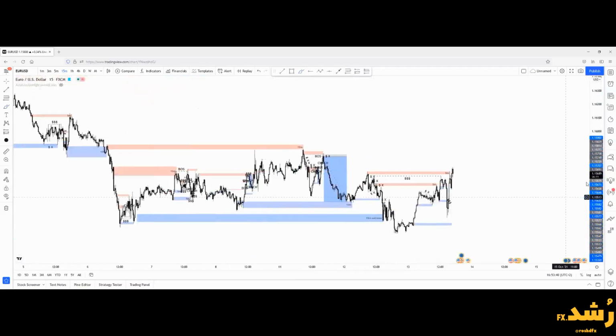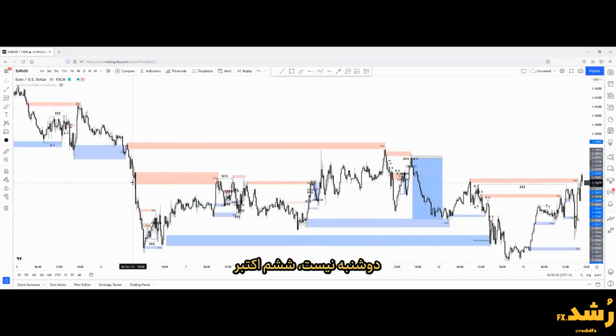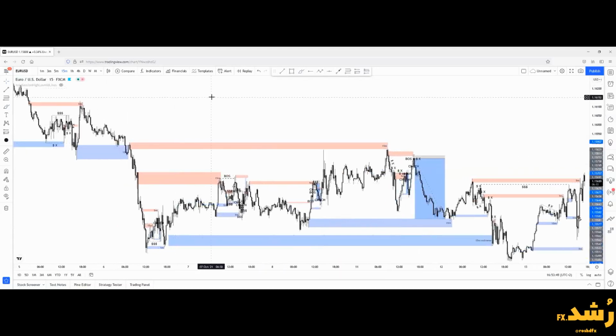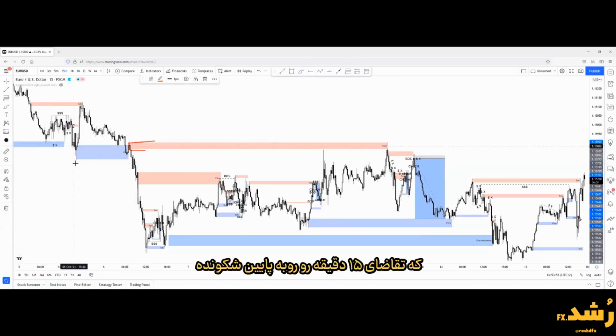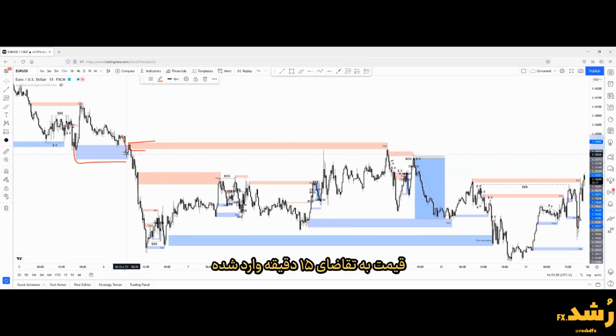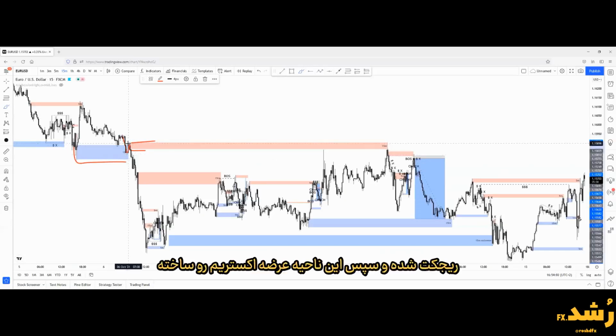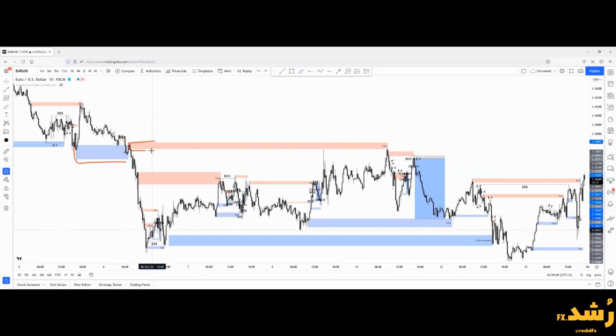Not on Monday, on 6th of October, we created a supply zone that broke through the 15-minute demand zone right here. We tapped into the 15-minute demand zone, rejected, then created this extreme supply zone, right?